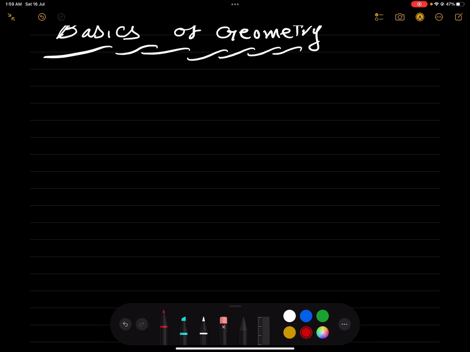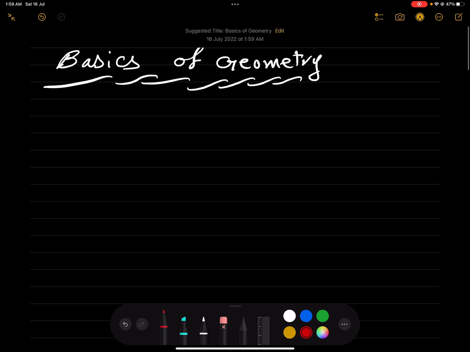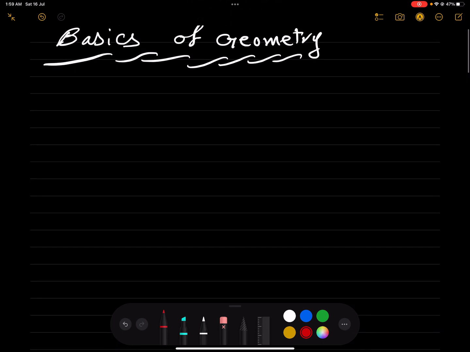Hello, today inshallah we are going to learn about the basics of geometry. And you might be asking yourself what the benefit is of learning the basics of geometry. Let me tell you that the basics of geometry enable you to identify geometric shapes and to get the area, the perimeter, and so on.